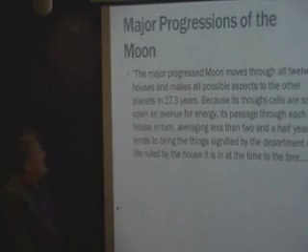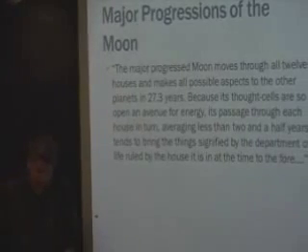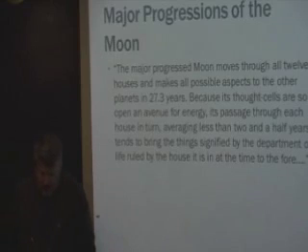So, just to give you some idea in terms of the speed by progressions at which planets move, the moon moves through all 12 houses and makes all possible aspects to the other planets in 27.3 years.